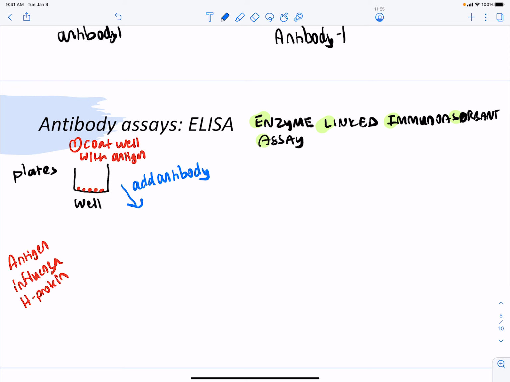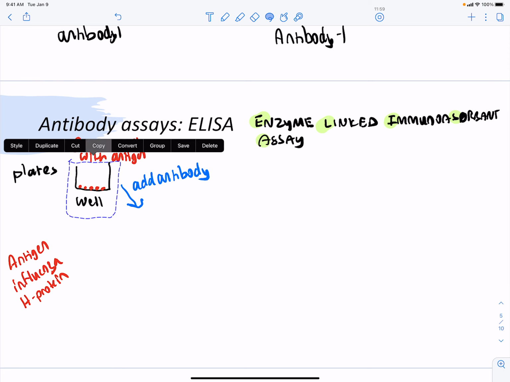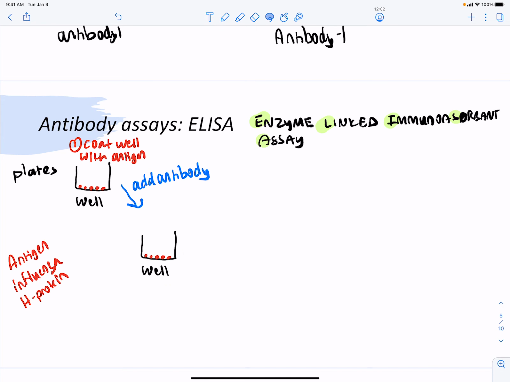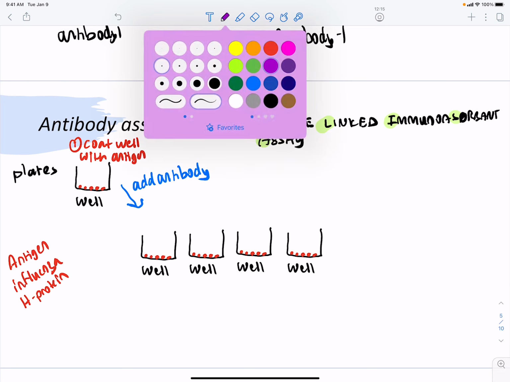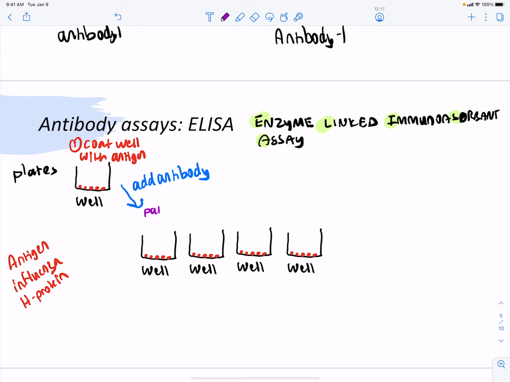And so, for example, you can have several wells. Typically, these are done in very large plates. You can get 96 well plates, 384 well plates, so you can do a lot of different replicates. But in essence, you have your antibodies. So you'll have your different patients: patient 1, 2, 3, and 4. And you're going to add the antibodies to this well.